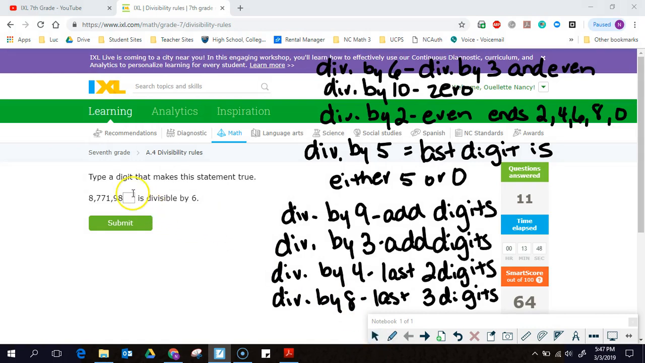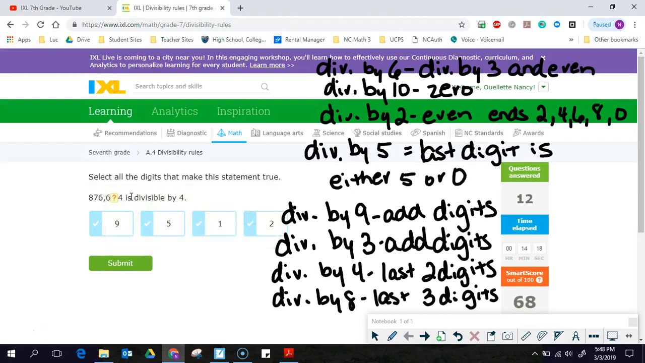Let's see what we have when we add everything together. 9 and 8, 17 plus 1, 18 plus 7, 25 plus 7, 32 plus 8, 40. So I need, well, 42 is divisible by 6. Right, because if it's divisible by 6, it must also be divisible by 3. Yeah, so I think 2 would work. Let's see if we got that. Yeah. All right.